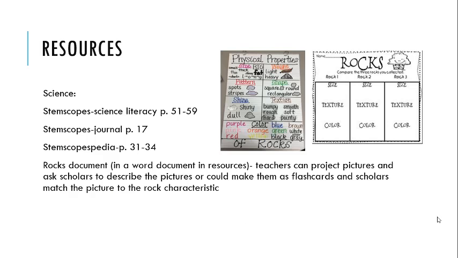For science, there are a lot of good resources in the STEM Scopes books. There is an example anchor chart, a rock placemat for when scholars do their hands-on rock experiment, and there's also a rock document that has pictures of different types of rocks. You can project this and have scholars tell you the different characteristics of each, or you can make them into flashcards and play a little game with scholars.